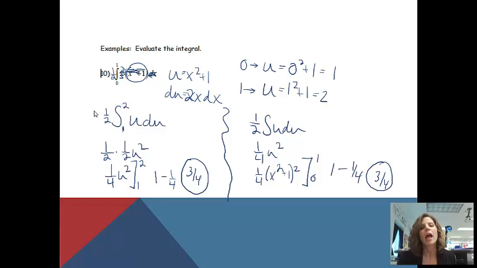Okay, I like to do it the way that I did on the left because it just saves me a little bit of substitution work. So I prefer that way, but either way is doable. So let's try another example, and let's see how we do.